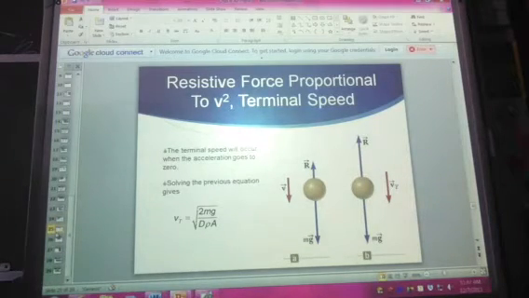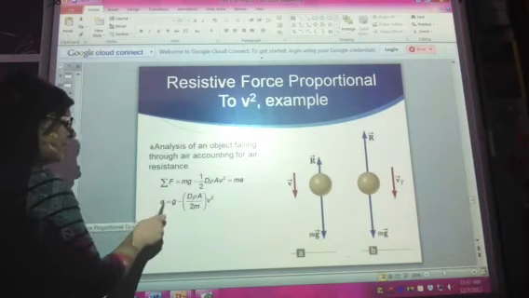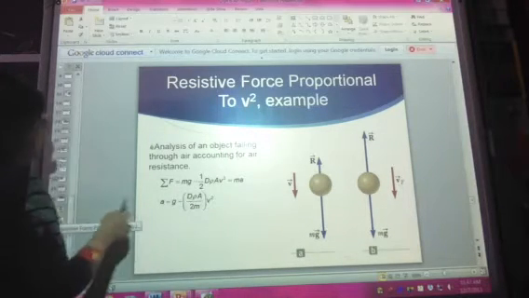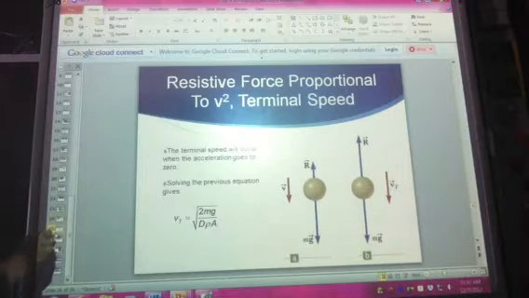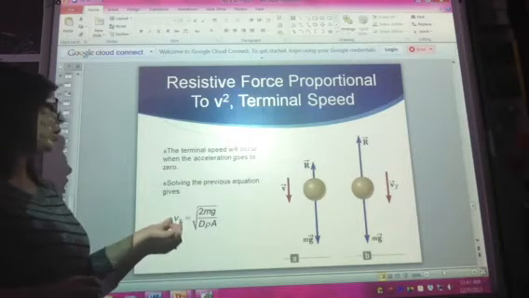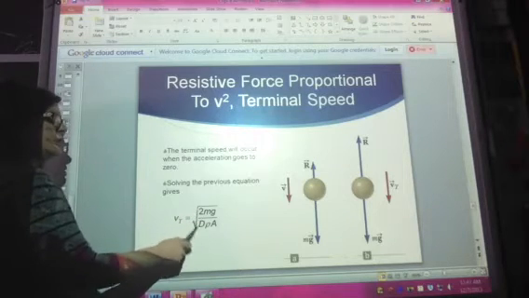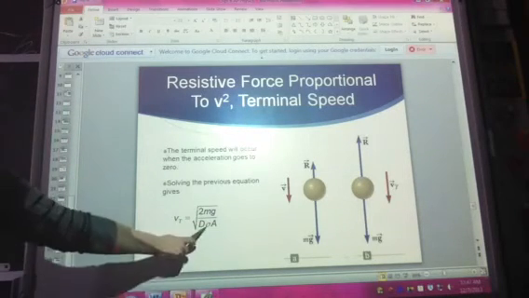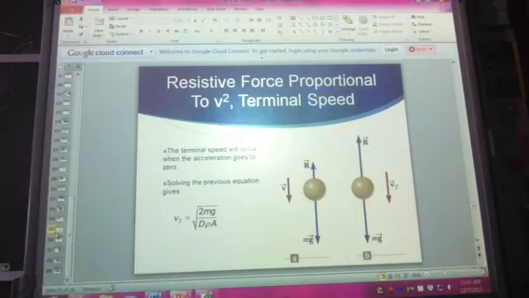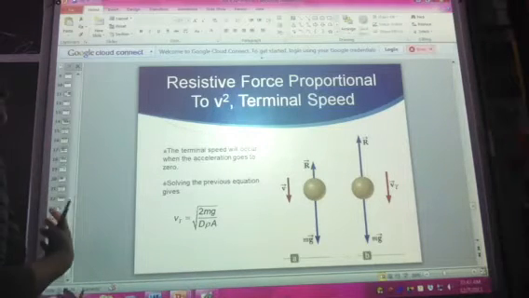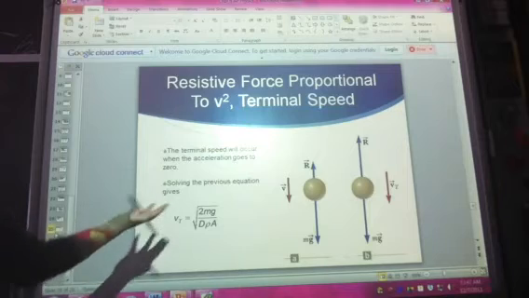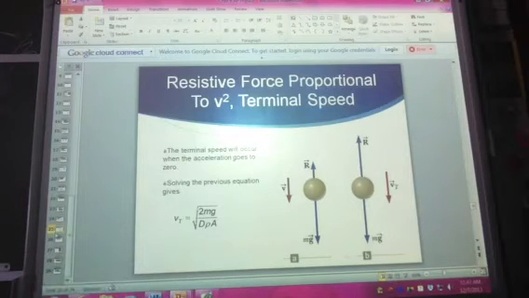Okay, so the terminal speed, we know, is going to occur when acceleration goes to 0. If I set my acceleration equal to 0, then we can rearrange this equation to solve for that terminal speed, and that's going to give me the square root of 2mg over my drag coefficient times density times that cross-sectional area. Guys, since I just showed you how to do it for the last one, I'm going to expect that you can do this for the same thing.